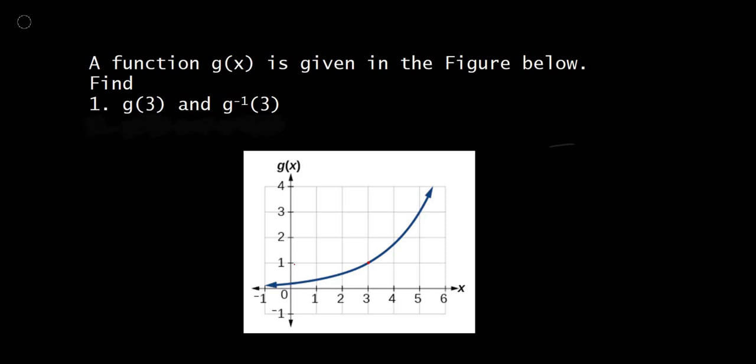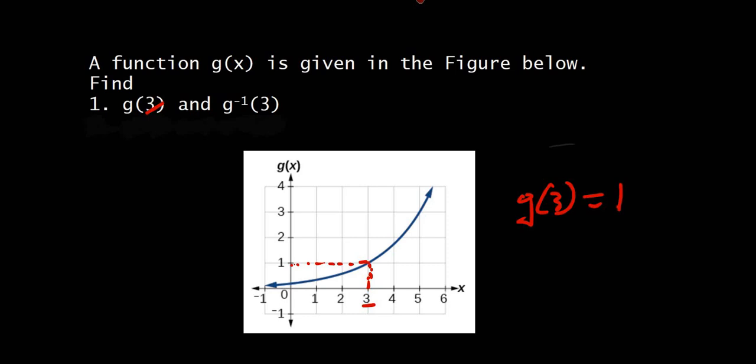Question 1. A function g of x is given in the figure below. Find g of 3 and the inverse function of g of 3. To solve this problem, please note that the input value 3 is the value of x. So come over to the x-axis, identify 3, then trace it down to the curve. This is the input, which is g of 3, and the output, trace it down to the y-axis, and that is 1. So this is the answer to this question.